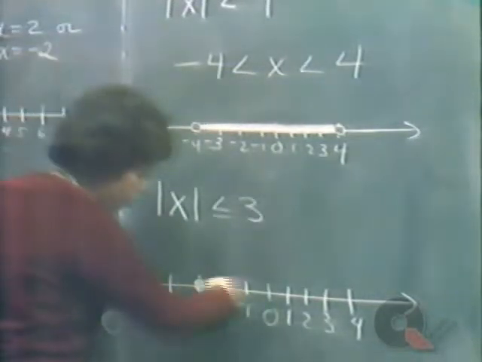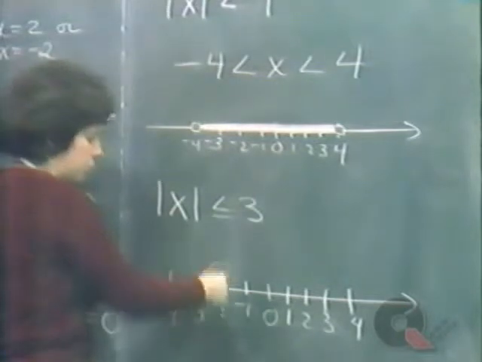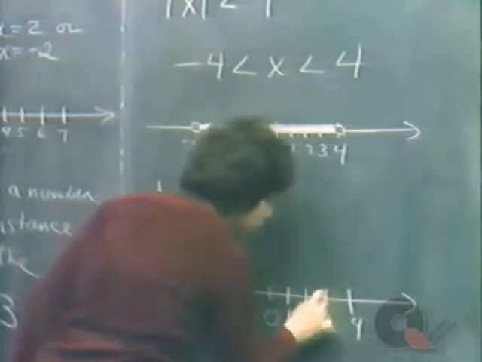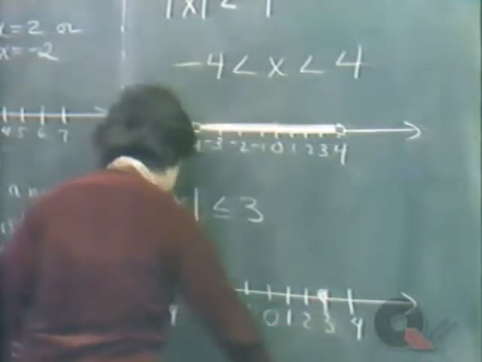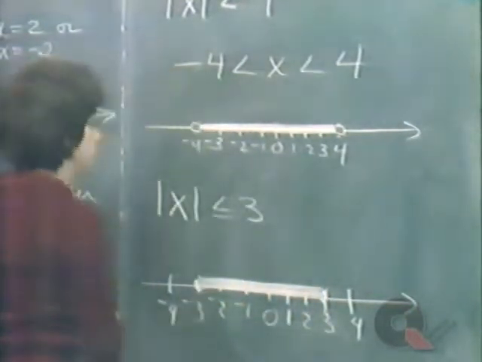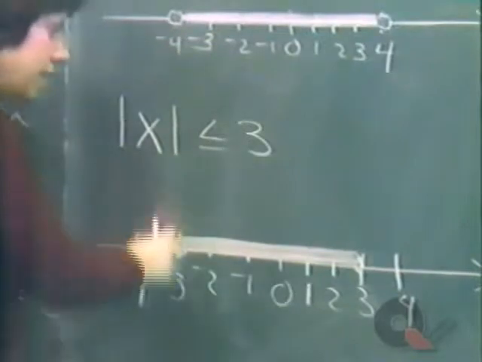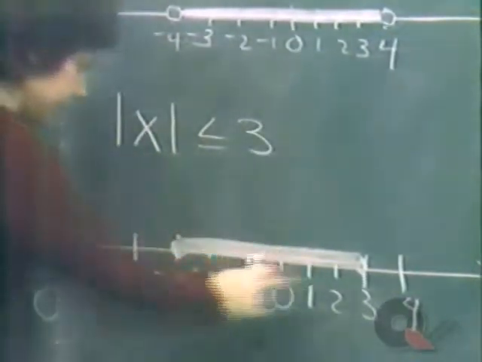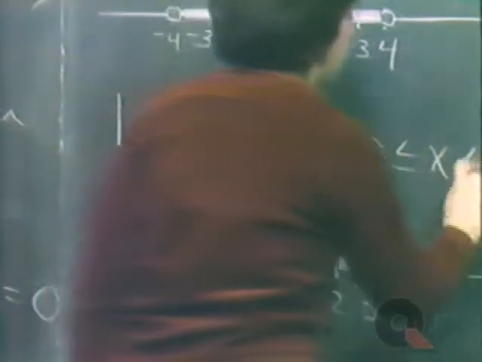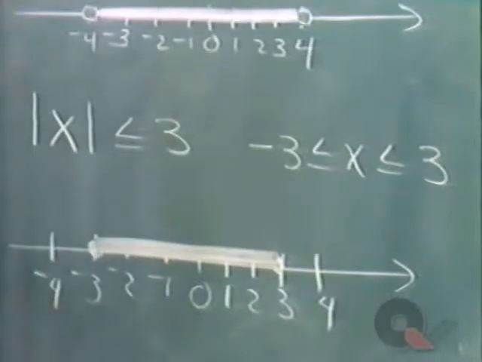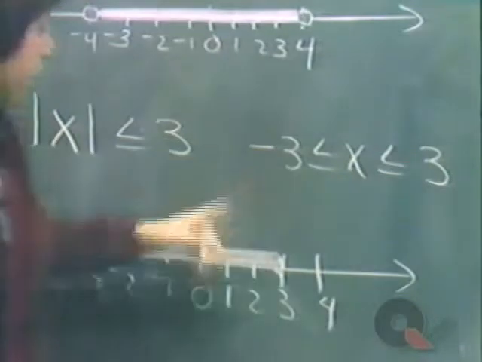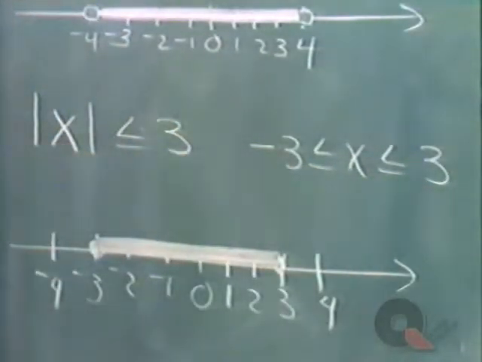-2 also, -1, and so on, because the absolute value of these numbers would be 2, 1. The distance is going to be less than 3. Up to and including 3, we have all the values that are okay. The distance between x and 0 should be less than or equal to 3 units. So we can write that as x is to be greater than or equal to -3 and less than or equal to 3. It is between -3 and 3. We can write it very nicely like this without the absolute value.